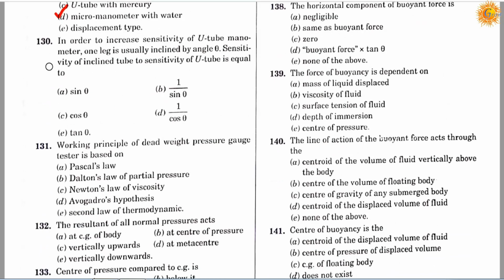Question number 130. In order to increase the sensitivity of a U-tube manometer, one leg is usually inclined by angle theta. The ratio of the sensitivity of the inclined tube to the sensitivity of the U-tube is equal to: option A is sin theta, option B is 1 upon sin theta, option C is cos theta, option D is 1 upon cos theta, and option E is tan theta. So the correct answer will be B. It will be 1 upon sin theta.